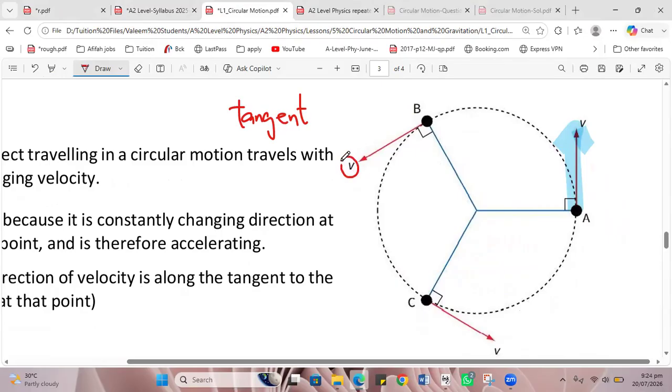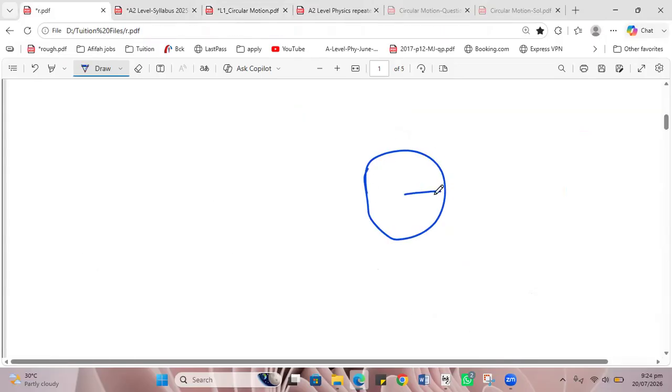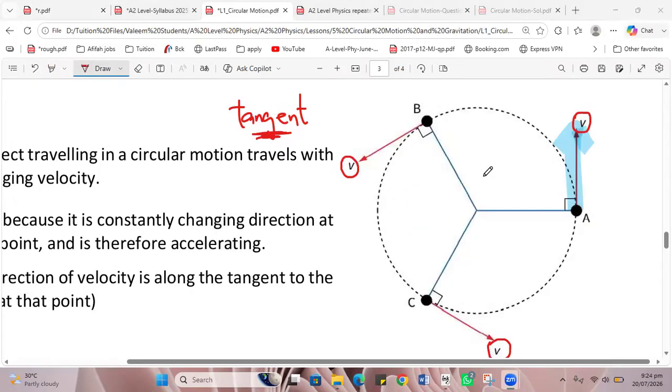It's v. It's not omega, all right? V means linear velocity, not angular velocity. Linear velocity's direction is a tangent to the circle. If you don't know what a tangent is simply, for example, this is the radius of the circle. It's a line that is always perpendicular to the radius. This is the tangent. So at any point, linear velocity is going to be a tangent.